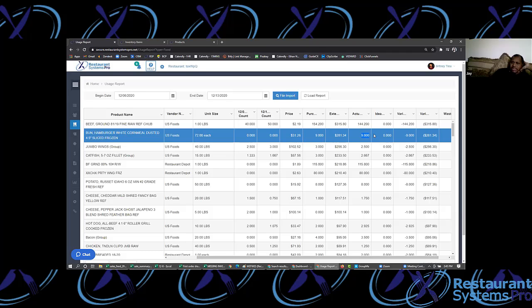4, 5, so the cornmeal dusted. 2, 4, 6, probably, yeah, like 7, 6, 7, 8 cases. Okay, no problem. So that being said, we know that we typically on average use 7, but it says 9. We're going to start looking further into it.